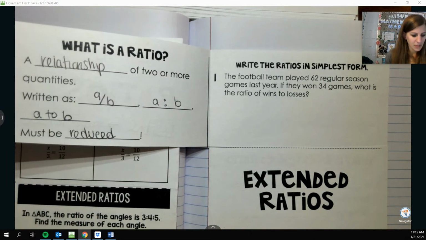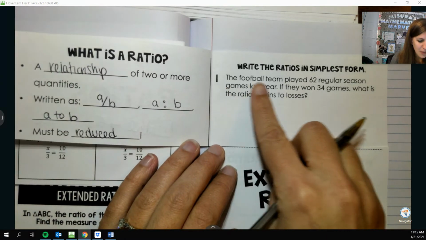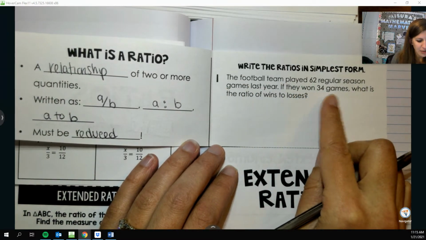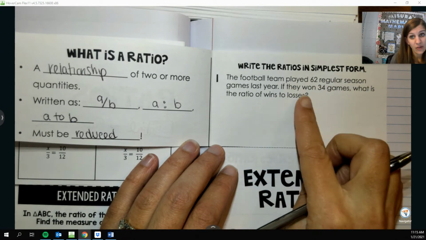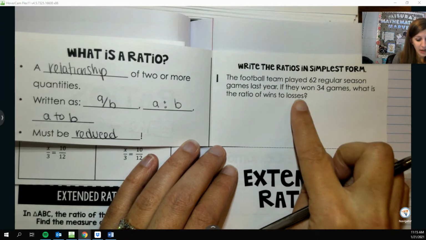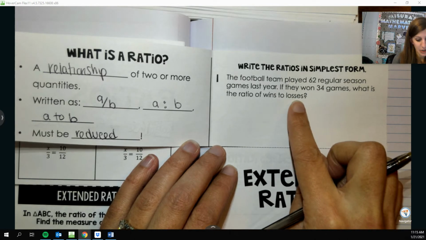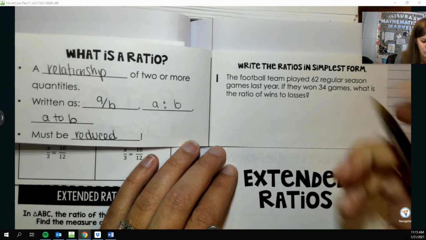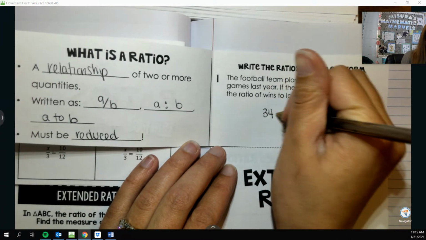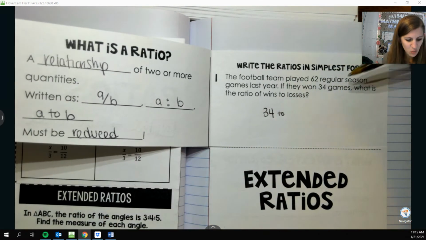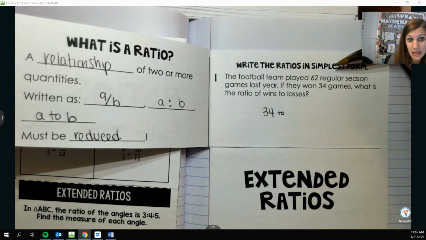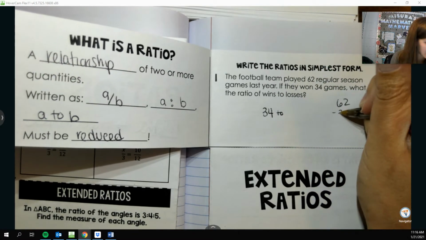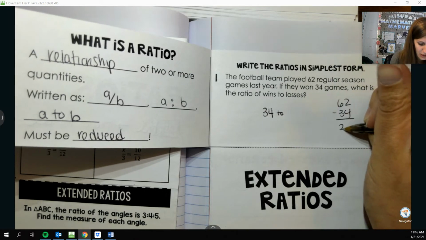if possible. So a quick little example, the football team played 62 regular season games last year. If they won 34 games, what is the ratio of wins to losses? So they're telling me right there what needs to go first and what needs to go second. Wins need to come first, and we won 34 games. Losses, well, they didn't tell me outright, but I can pretty easily find it because we played 62 games. So if I do 62 minus 34, we'll get 28.